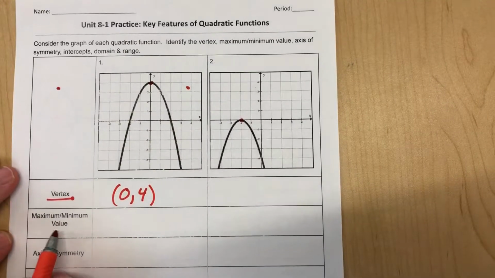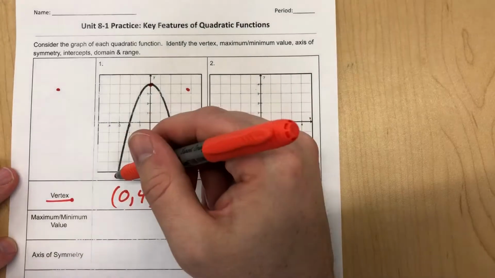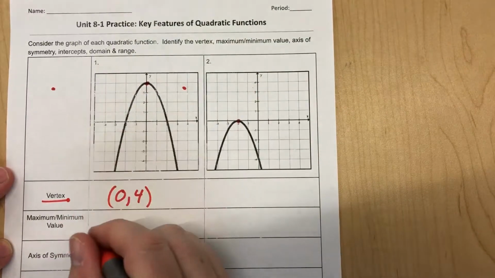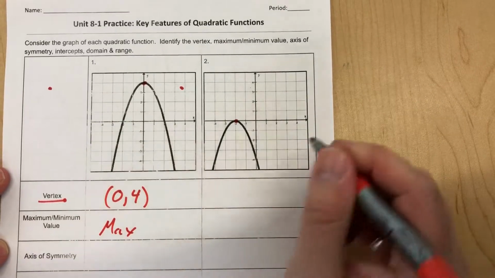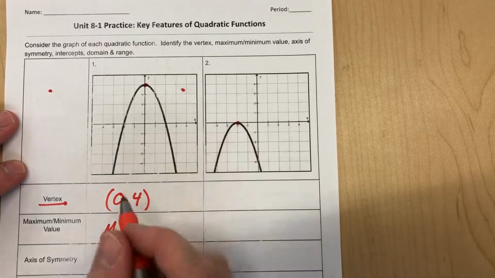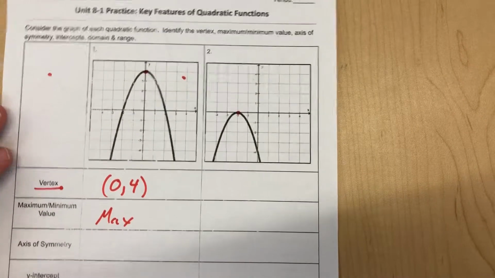Then it asks, is this a maximum or minimum value? Since this one goes up and turns around and goes back down, that's the highest it goes. It is a maximum value. If it had gone down and turned around, it would be a minimum value, but this time it's maximum.